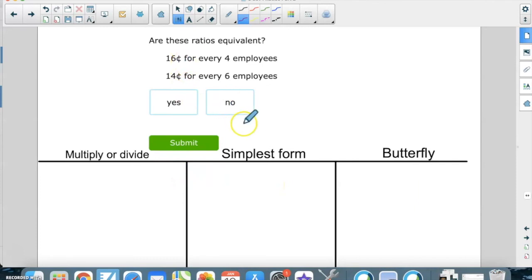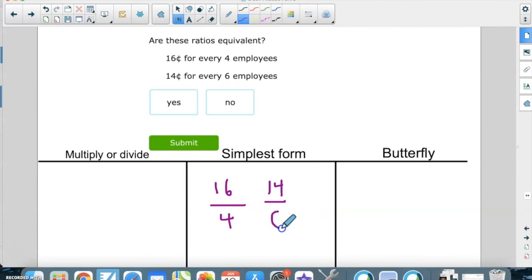For this one, I think I'm going to use simplest form here. So 16 cents for every 4 employees. I hope that's not how much they're getting paid, because that would not be good. Okay, must mean something else. Maybe that's how much they spend on toilet paper per employee. I don't know. Okay. All right, so this one would be 14 over 6.